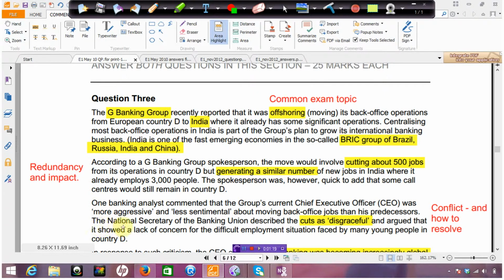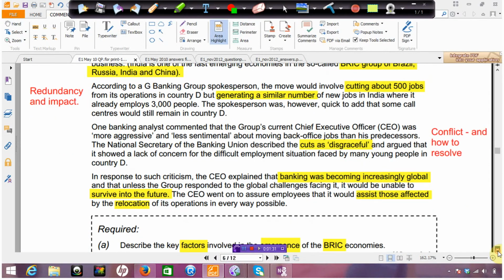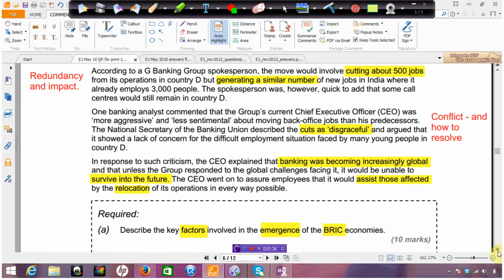For example, the National Secretary of the Banking Union is not too happy with the redundancies, and obviously the company and indeed the CEO are trying to justify them in some way. We'll just stick with the BRIC economies and their emergence for this particular question. So that's simply part A.